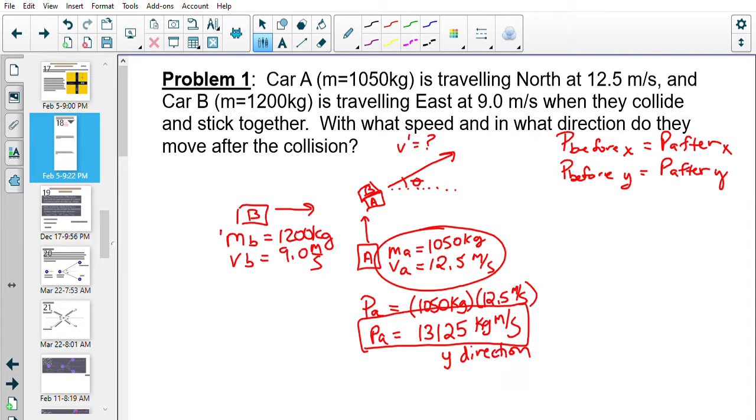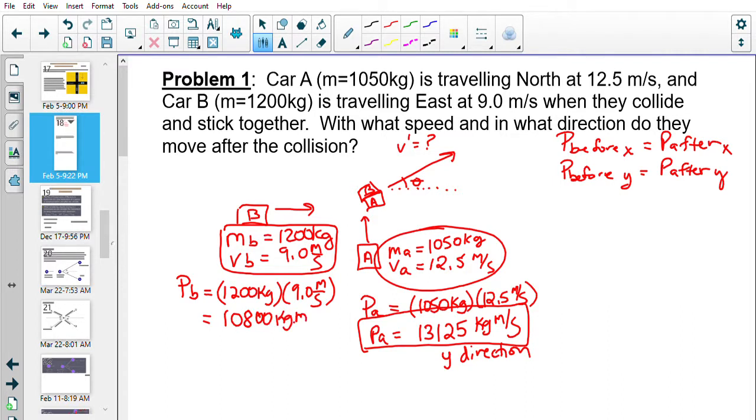I'm going to work out the momentum for B. It's moving in the east direction, so it's going to be all of the x. So my PB for object B is going to be the 1,200 kilograms multiplied by 9.0 meters per second, and that's going to give me 10,800 kilogram meters per second. And this momentum B is entirely in the x direction, excuse me. So this is my total x before.